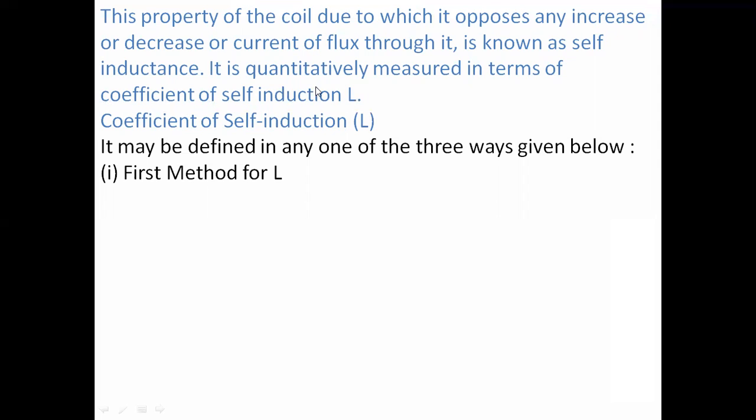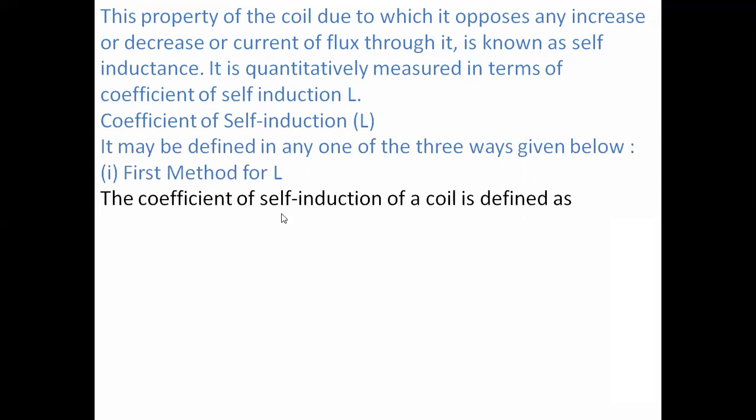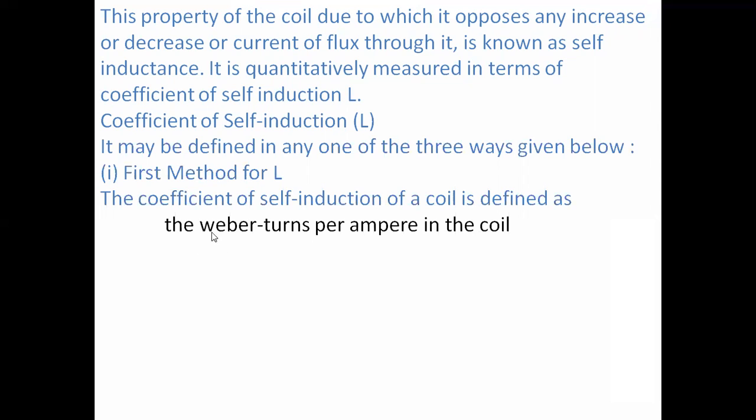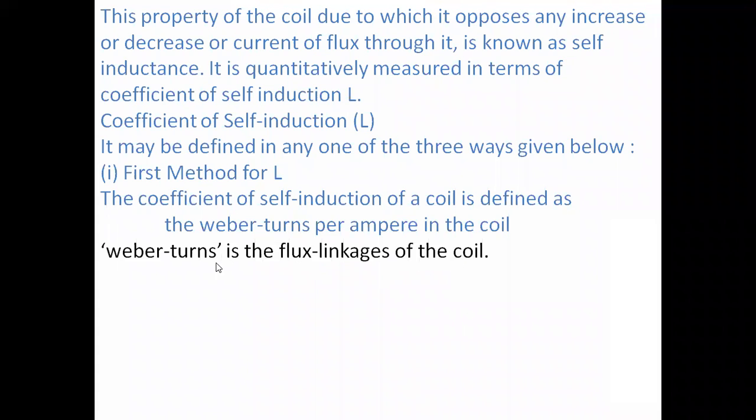So how we can measure this inductance value is based upon the coefficient of self-induction, that is L. It may be defined in three ways. The first method is Weber turns per ampere in the coil. So we can represent the coefficient of self-inductance in three ways. In the first method, Weber turns per ampere in the coil. Weber turns is the flux linkage of the coil.